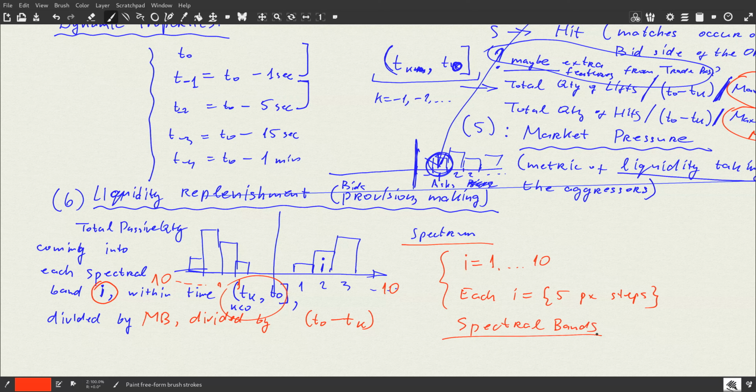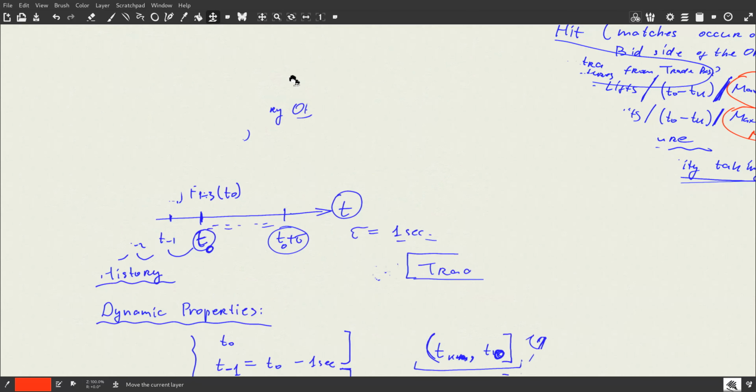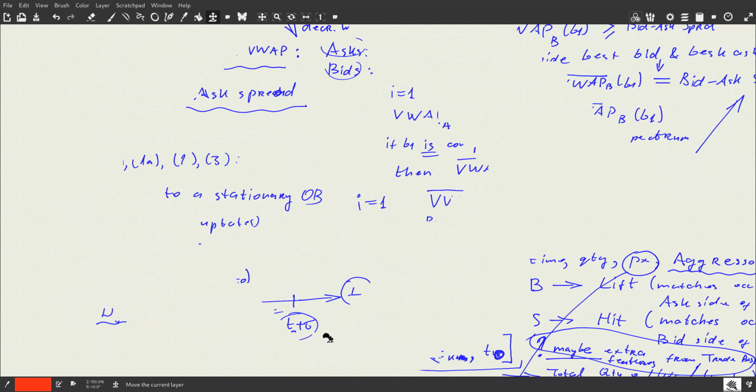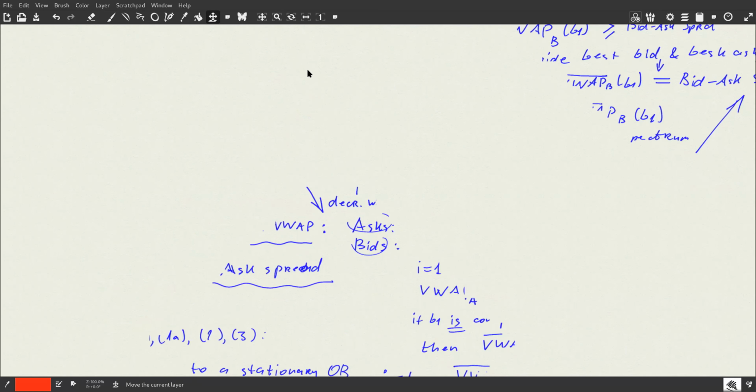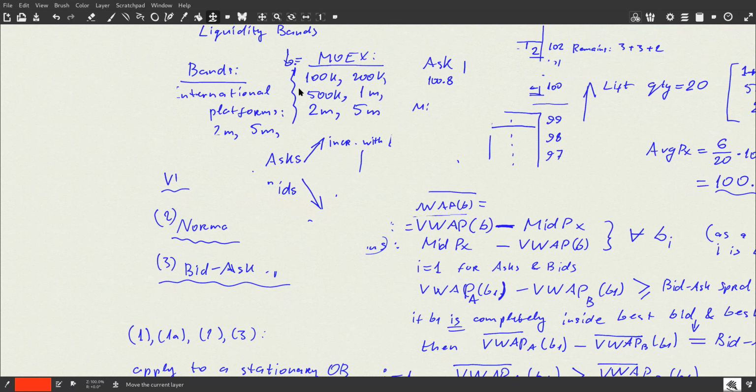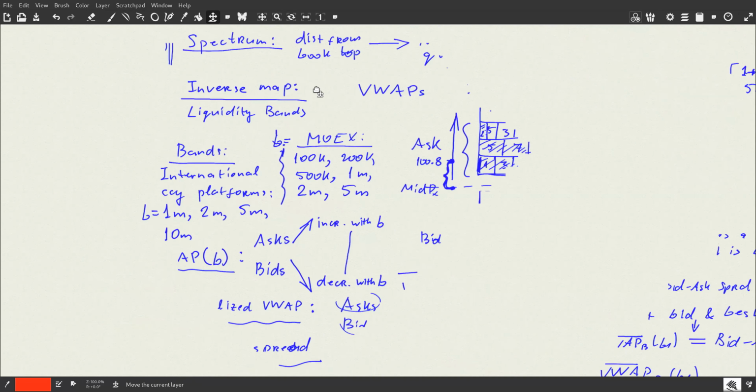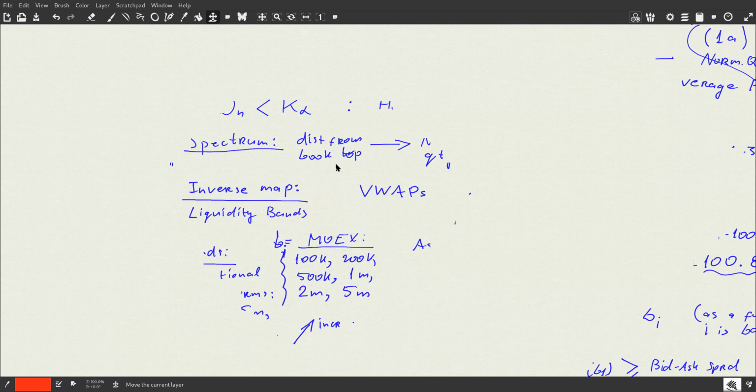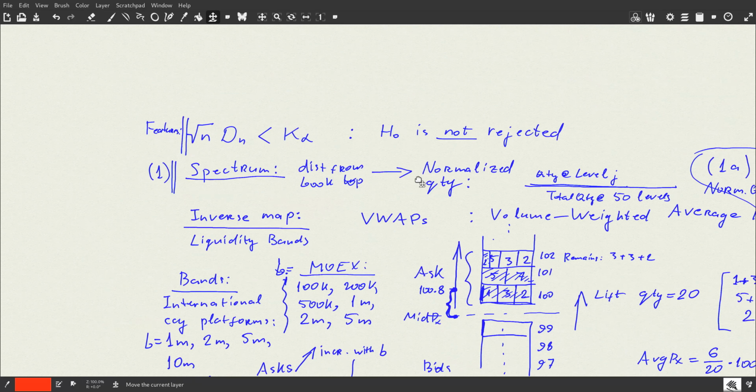Okay, and when we were considering VWAP, it was volume bands. So those 500K and so on, they are volume bands. They are different. Here the unit is the number of price steps, and here we use volume bands where the unit is the other way around, the quantity. So these are volume bands, and B is measured in liquidity terms. So for the Moscow exchange, it will be this.